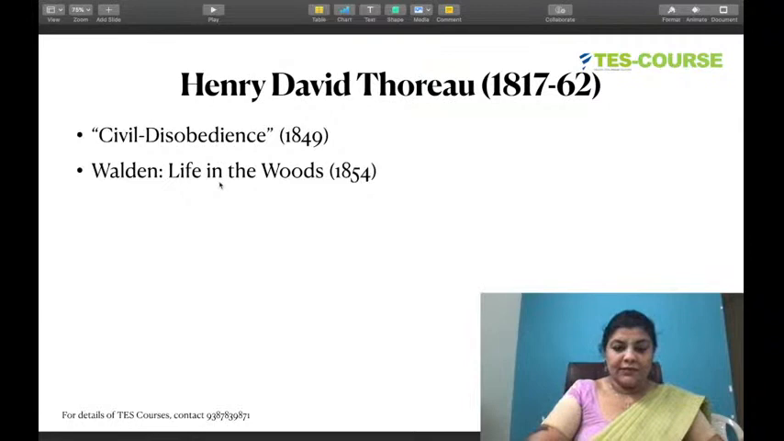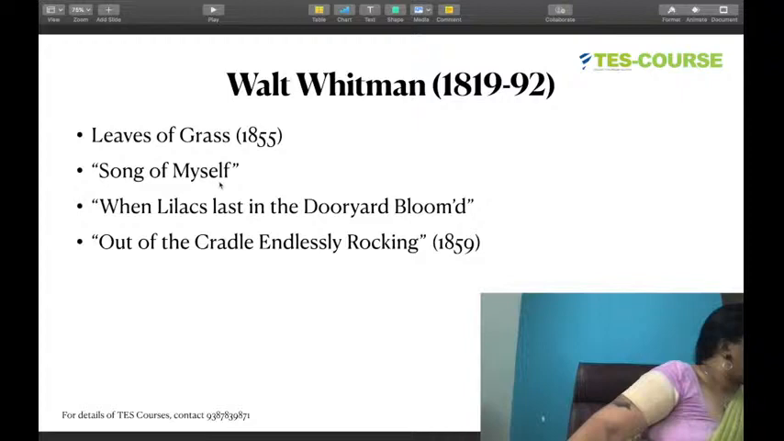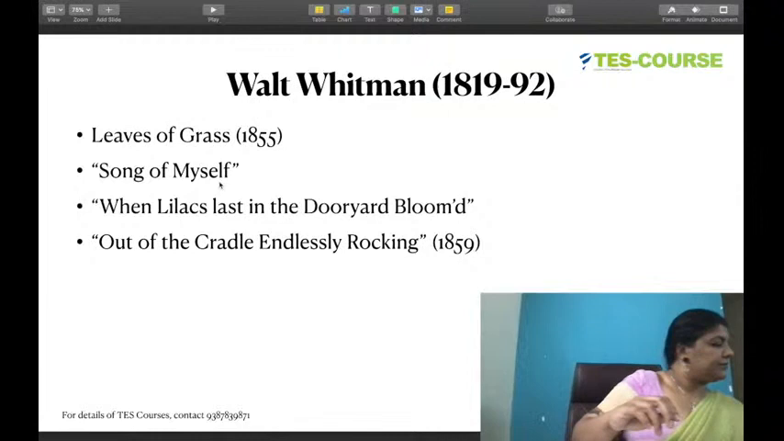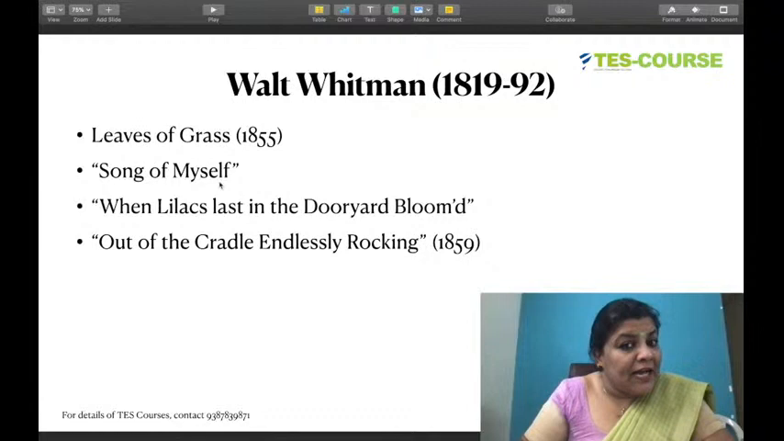Now, Walt Whitman wrote Leaves of Grass. Walt Whitman's Leaves of Grass is his main book to be published in his life. Only book to be published. Leaves of Grass was first published with how many poems, Bolo?